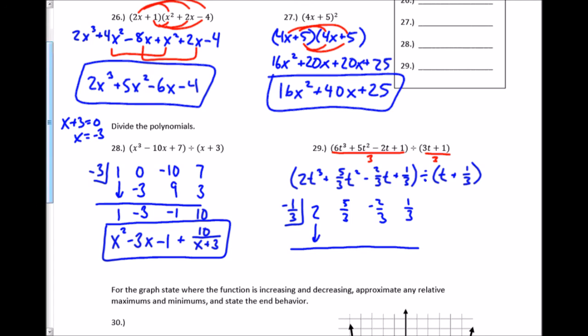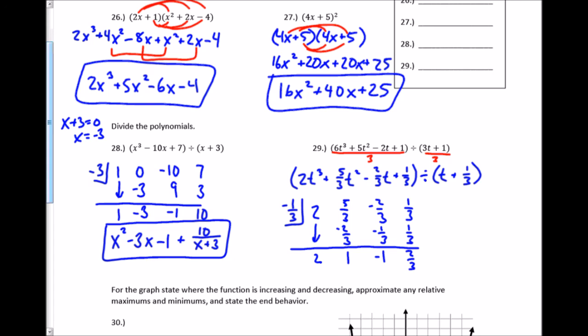I bring down the first value, that's a 2. I multiply, that's a -2/3. I add straight down, that's a 3/3, which is a 1. I multiply, that's a -1/3. I add straight down, which is a -3/3, which is a -1. I multiply, that's a positive 1/3. I add straight down, that's a 2/3.